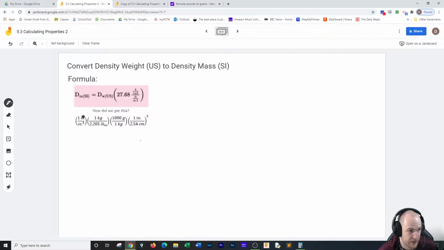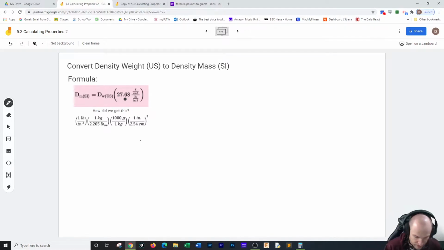So to do that, we have to put desired over given. So, 1 kilogram over pounds mass is going to let us get rid of the pounds. And then 1 kilogram over grams gets rid of the kilogram. Then 1 inch over centimeters gets rid of the inches. And it's all cubed. So that lets us cross out all of these units. And when you do that and you multiply all of this out, you get this number right here. And if you want, you can do that yourself if you don't believe me. But you can take my word for it.